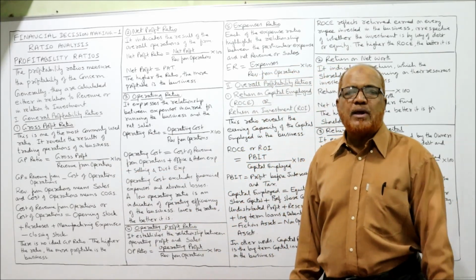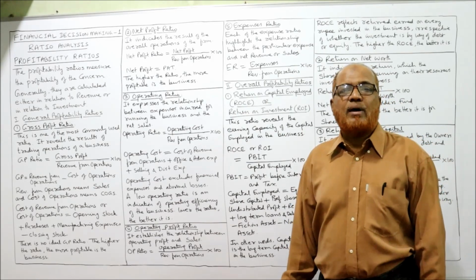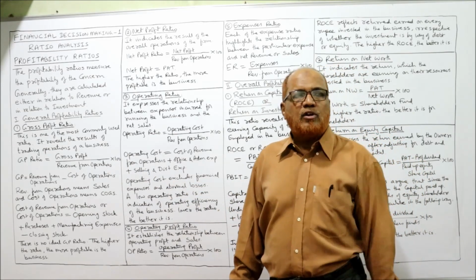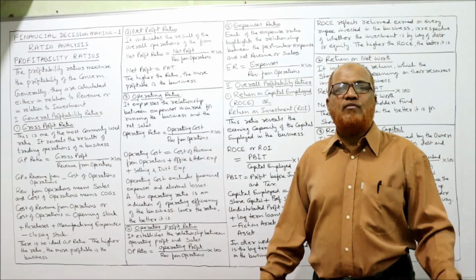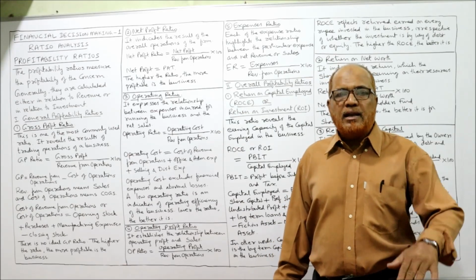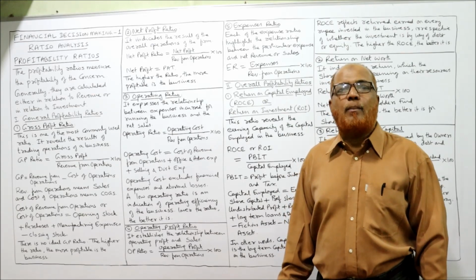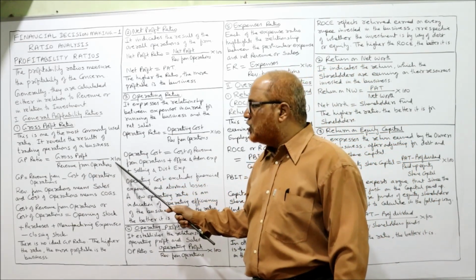It's very simple. Gross profit divided by revenue from operations into 100. What do you mean by revenue from operations? Sales. Sales are revenue from operations. Earlier we called it sales, now we call it revenue from operations. So gross profit divided by revenue from operations into 100.